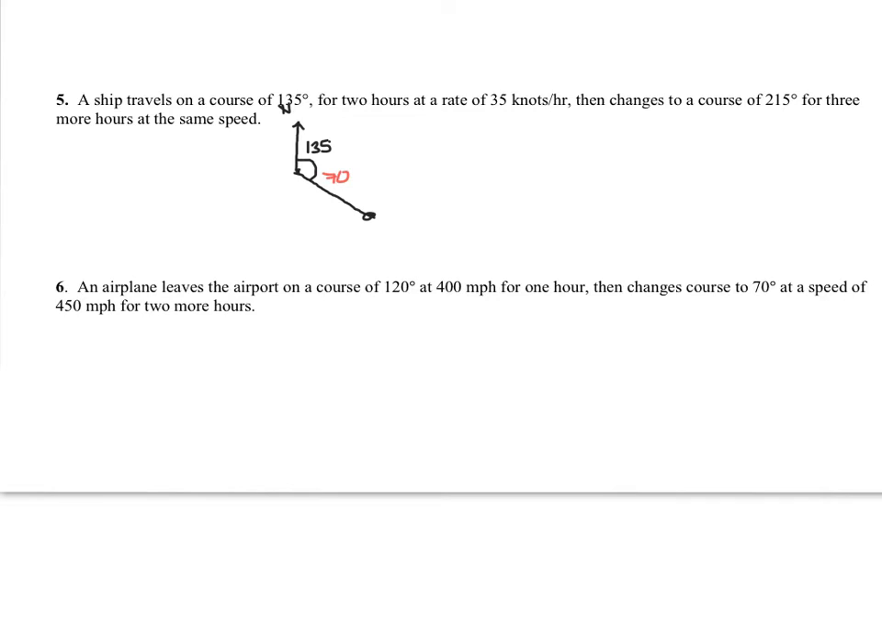Then what happens is we change on a course of 215 degrees. Anytime there's a change of course, we draw our north one more time. And 215 degrees is just slightly more than halfway, so I'll go about so. And then that's for 3 more hours, so this segment should look longer than that last segment. Put that point down there. And that is 215 degrees. And the distance for that, 3 more hours at the same speed, 35 times 3 is 105.